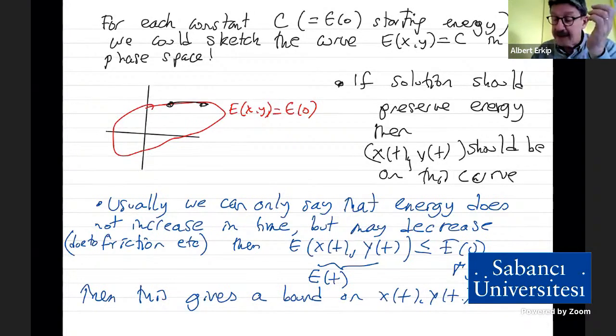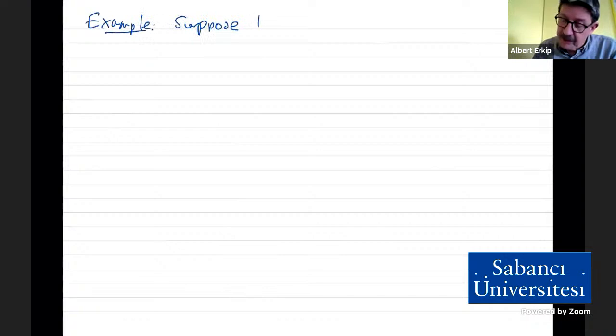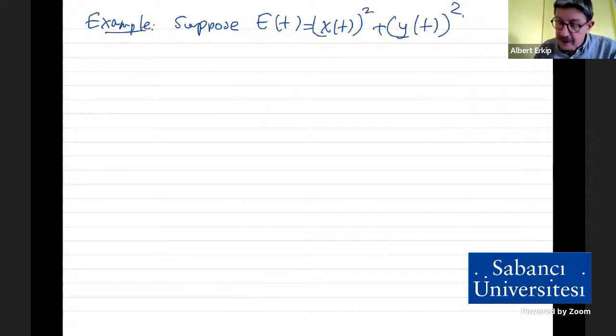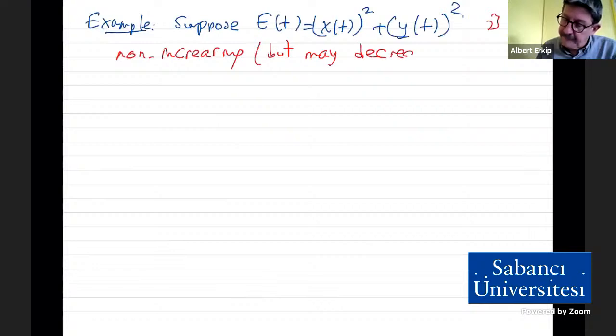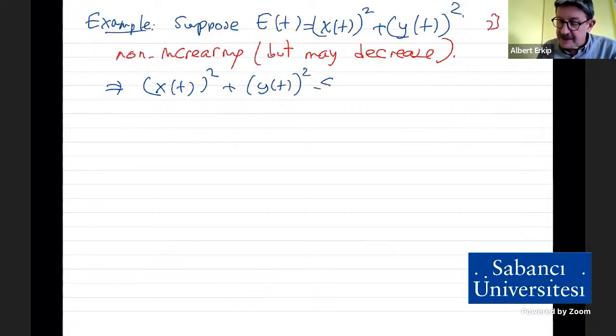I'll give an example to what I say. It should be an easy example. Say, example, the easiest case. Suppose E of t is x of t squared plus y of t squared, which is non-increasing, but may decrease. What does it say? It really then says that x of t squared plus y of t squared is always less than E0. It cannot go beyond E0.